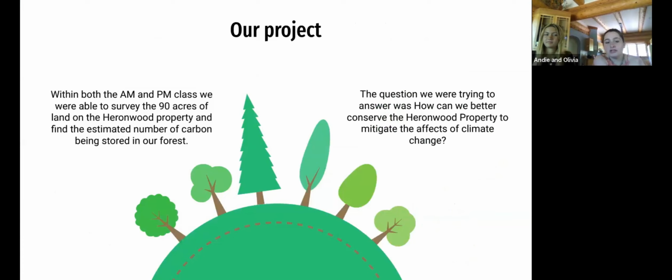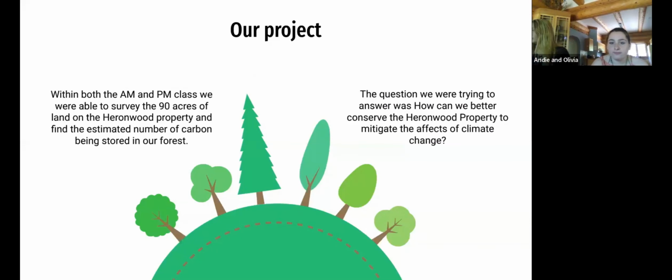The project we're doing as Heronwood students is that both the AM and the PM class were able to survey the 90 acres of land we have here and get an estimated amount of carbon that's being stored in our forests, so stored in our trees. The question we were trying to answer is how can we better conserve the Heronwood property to mitigate the effects of climate change?